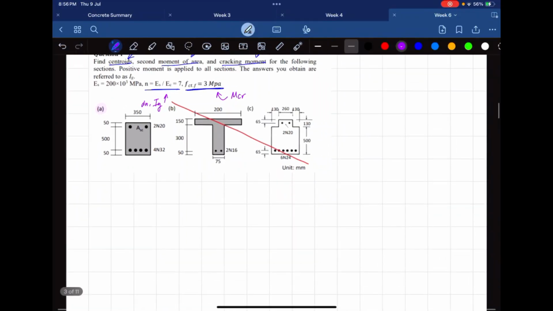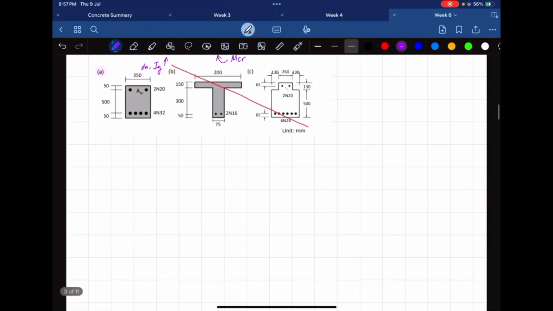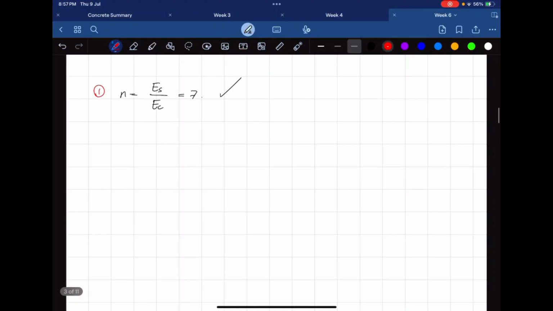First things first, they've already taught us that step 1 is to calculate n. So n is Es over Ec, which is equal to 7. Beautiful. Now I'm going to redraw my transformed section.